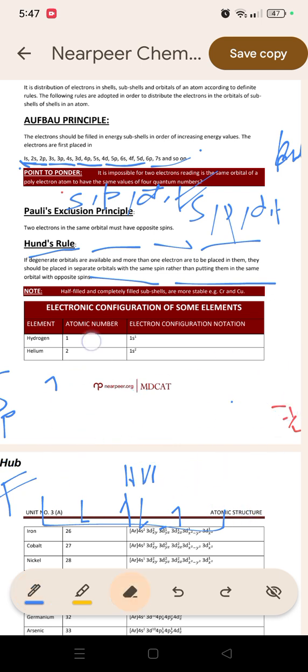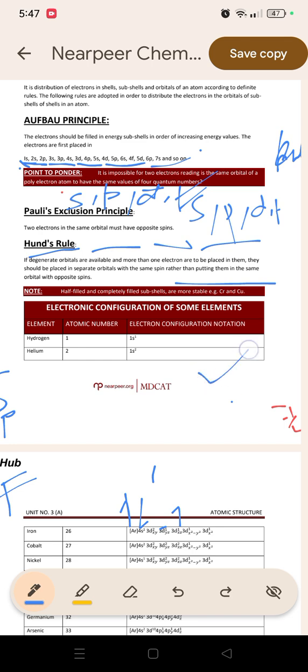So I'm sure it's clear. This is all written in Hund's law. Degenerate orbitals should be available. If they are available and there are more electrons, we need to make sure we are making another box or giving them a separate place.